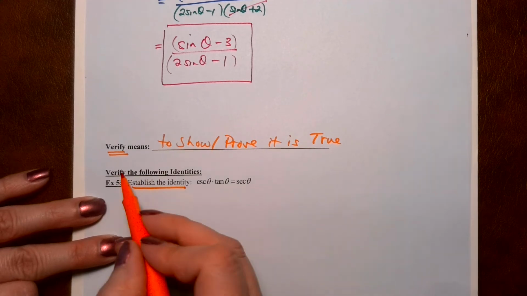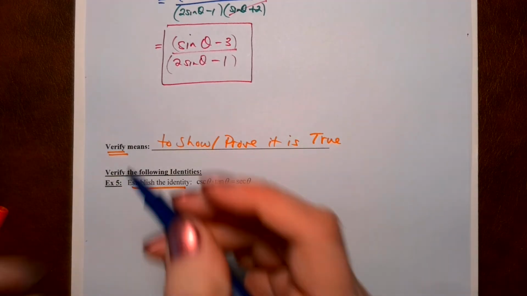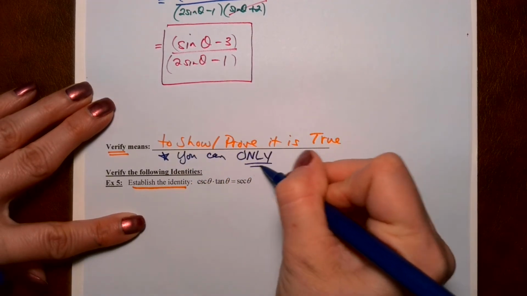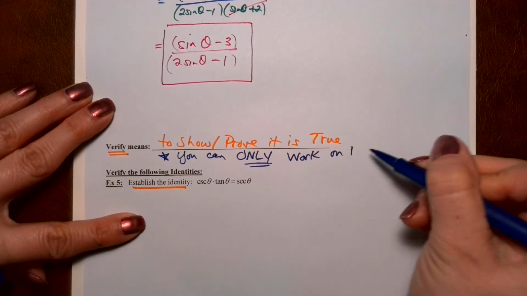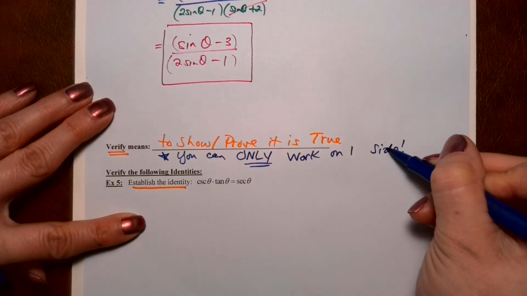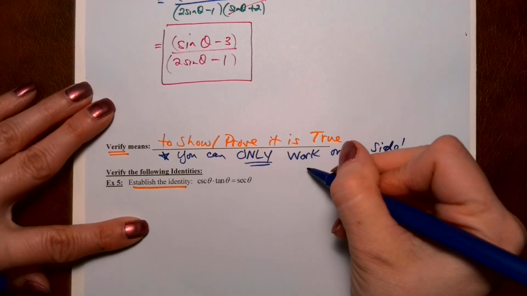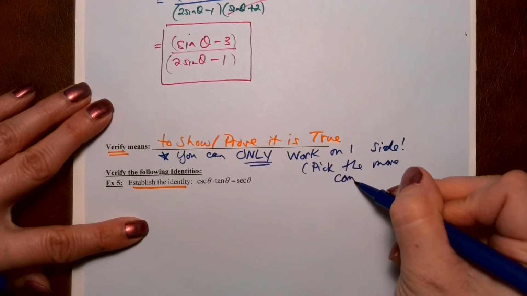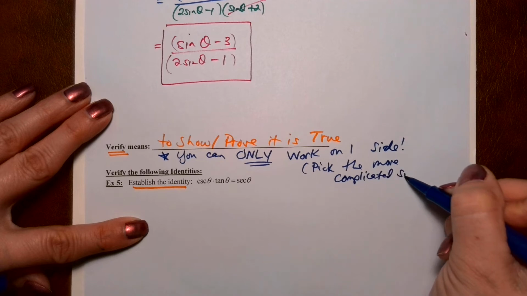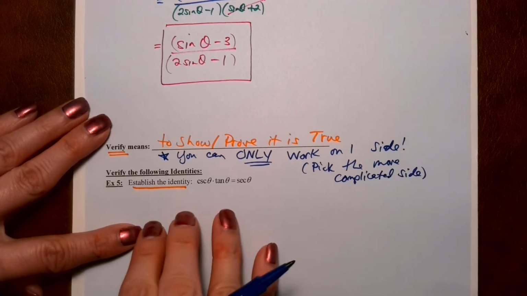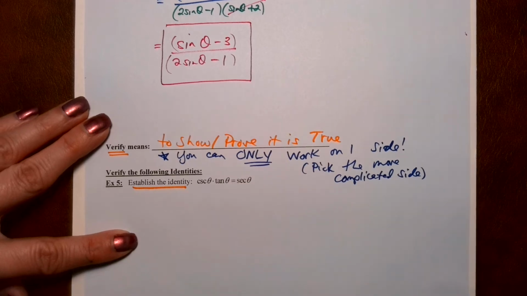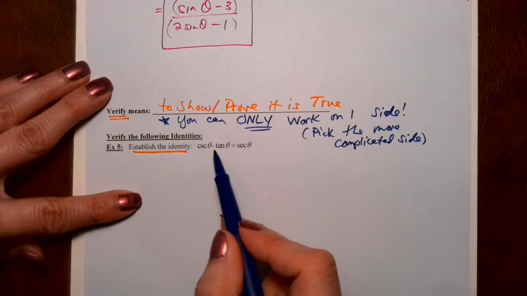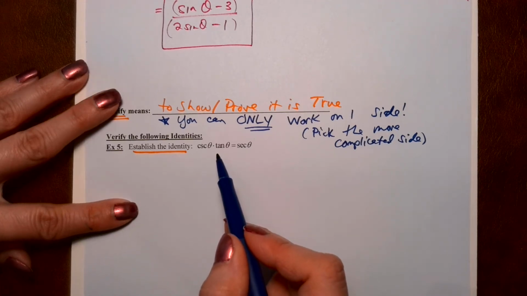Now, something important that we have to make note of: you can only work on one side. You can't mess with both sides. So pick the more complicated side. You simplify it and you turn it into the right-hand side. I'm looking at the two sides, and the left side is definitely more complicated. So here's how you start.